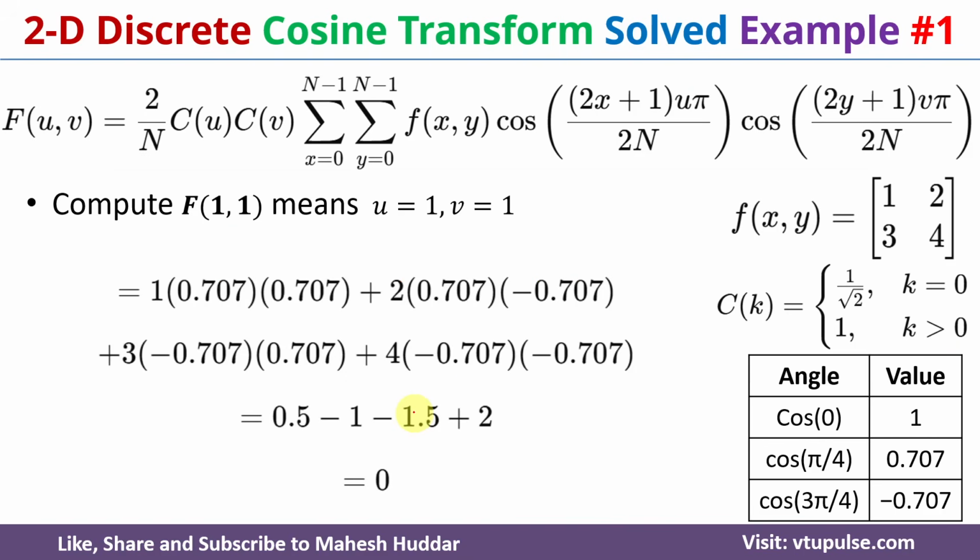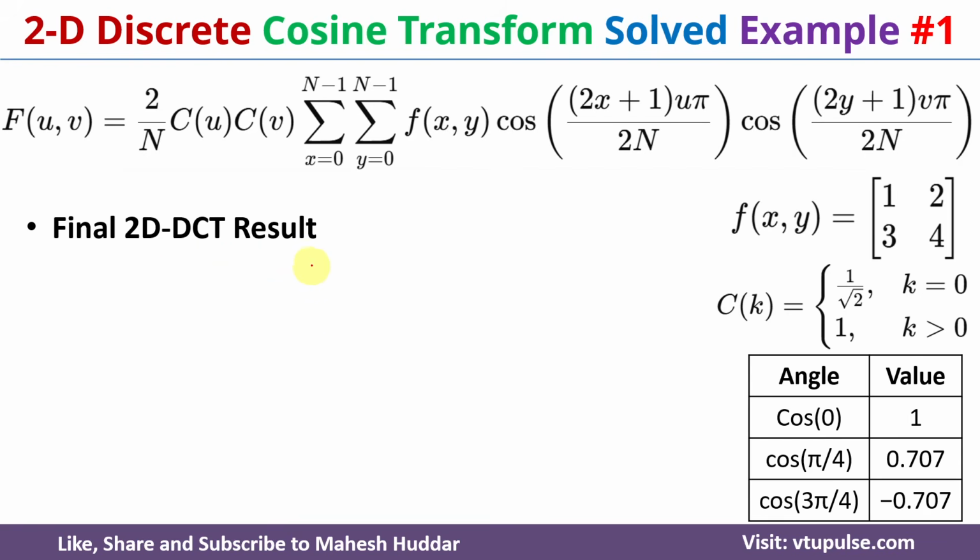Once you do this one, once you calculate this one, we will get f of 1, comma 1 is equal to 0. Finally, 2D DCT result will look something like this. These are the coefficient values. Those are 5, minus 1, minus 2 and 0. This is how we can calculate the coefficients for given 2 by 2 image block by using 2D discrete cosine transform. I hope the concept of 2D DCT is clear.